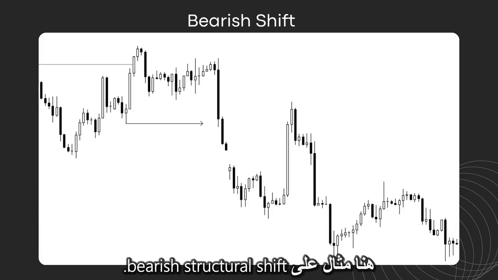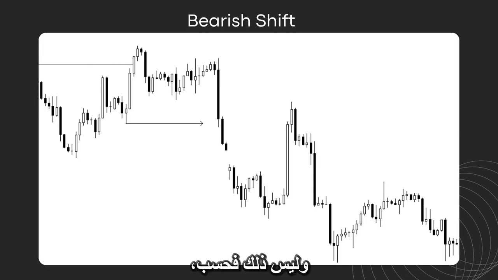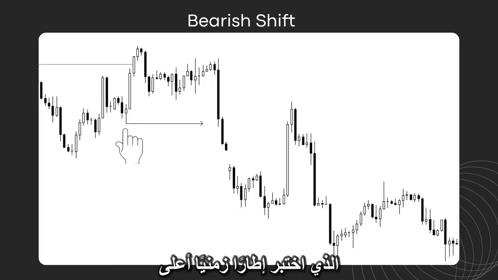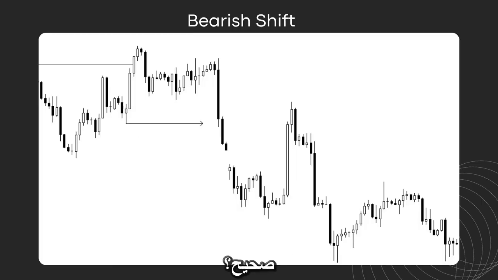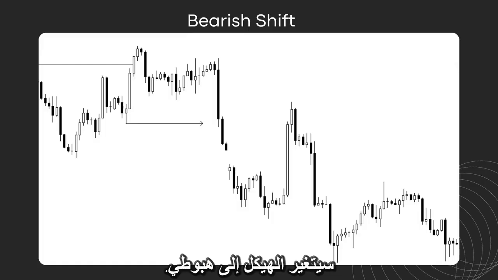Here is an example of a bearish structural shift. This exact low or short-term low led price to taking out this high, and not only that, but this low also originated this swing, which tested a higher time frame key level, right? So based on these two criteria, this is a significant low. And if price breaks below this low, the structure would be changed to bearish. Once price breaks below it, the structure shifts to bearish, right?